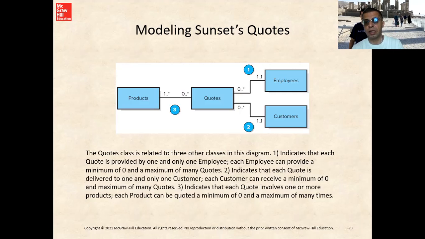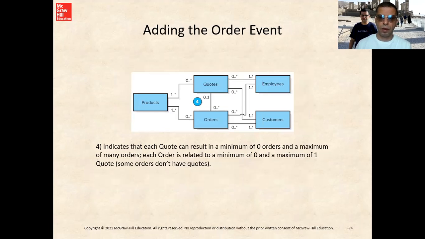If we don't look at each case, if we don't apply these rules, what possible things might go wrong? So we can analyze them. Now it can get more complicated, which is number 4, orders. It indicates that each quota can result in a minimum of 0 orders and a maximum of many orders. Each order is related to a minimum of 0 and a maximum of 1 quota, not many. Let's assume different. We adjust this rule. What will happen in this case?